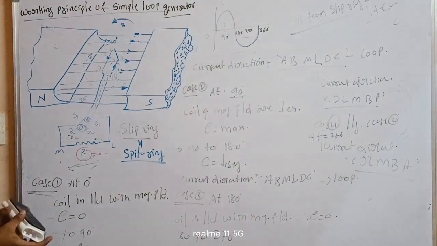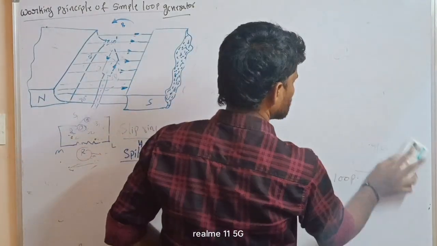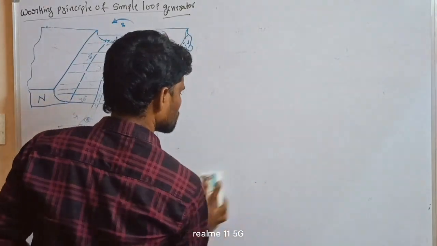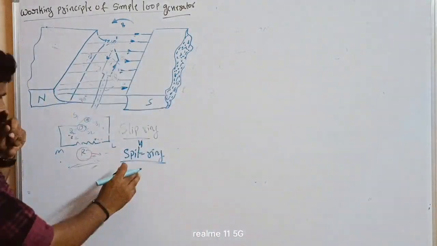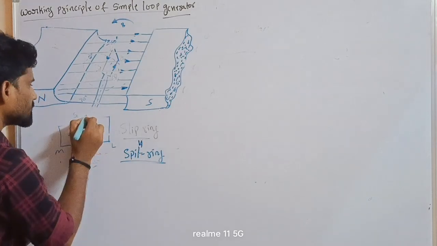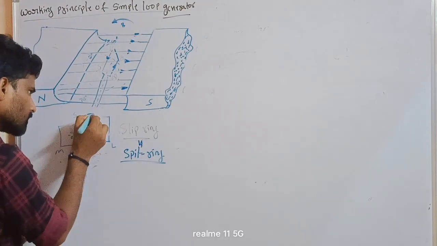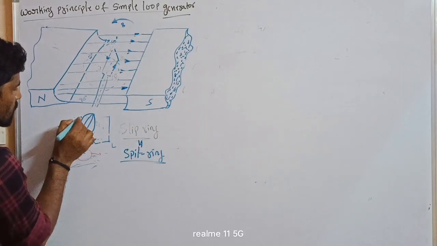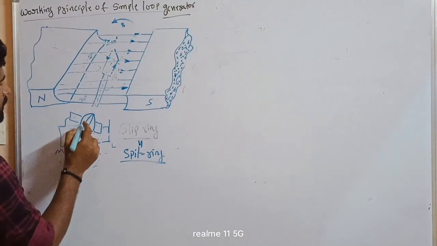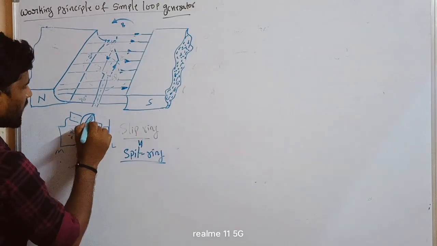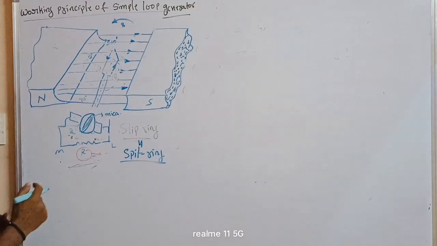So we use the split rings. First, split rings are in a cylindrical shape. In between, there is some insulation, mica insulation. This insulation is mica insulation.